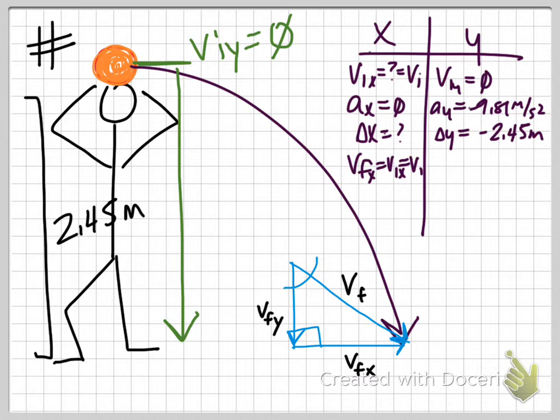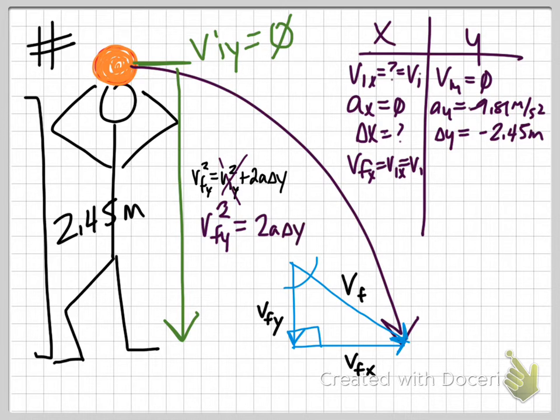Because we know that Vf squared equals Vi squared plus 2a delta y, and we know that Viy is in fact 0. So Vfy squared equals 2a delta y. Now here's where we have to be careful.